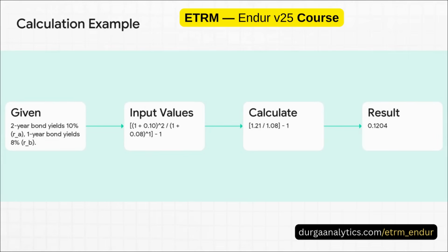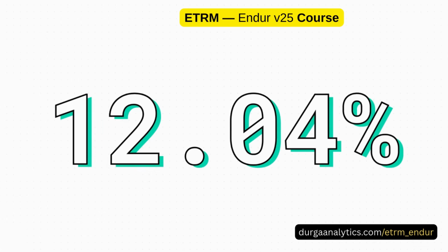Imagine a 2-year bond is yielding 10% and a 1-year bond is at 8%. Okay, we just plug those values straight into our formula. We take the compounded return of that 2-year bond and we divide it by the return of the 1-year bond. And boom, there's our answer, 12.04%. So what does that number actually mean? Well, that's the market's implied 1-year forward rate, starting 1 year from today.